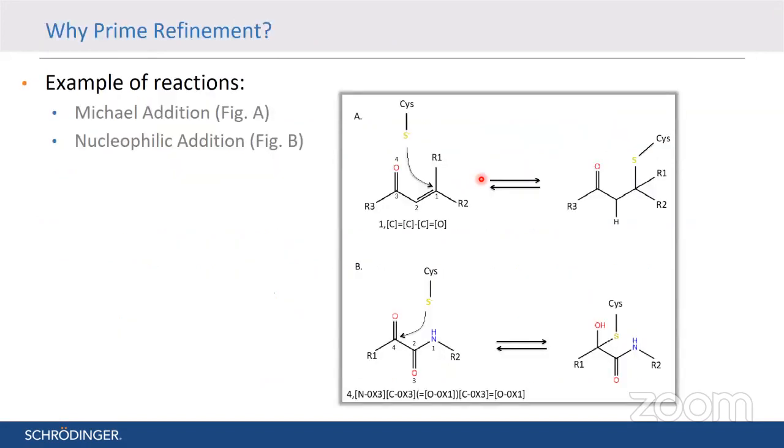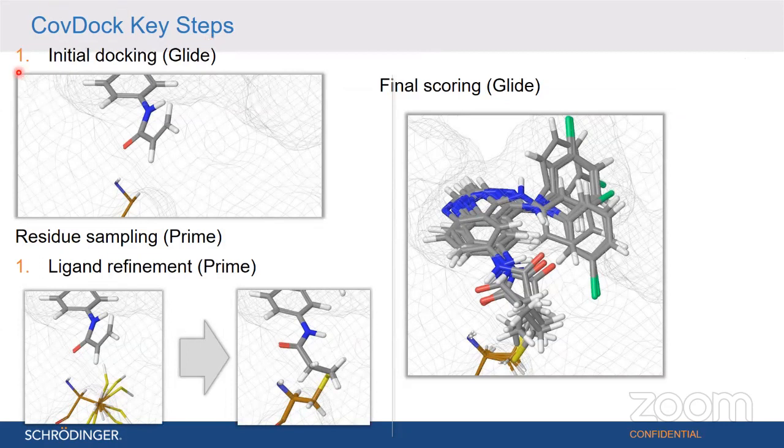So the example is, you can see here there are two reactions, that is Michael addition and nucleophilic addition. So the change in hybridization can drastically affect the relative orientation of three functional groups, that is R1, R2 and R3. And that is the reason you need Prime refinement strategies. Now, just to give you a pictorial view, this is how it happens in Glide, where the initial non-bonding docking happens, and then you perform your residue sampling, and then it gives you the final different poses.